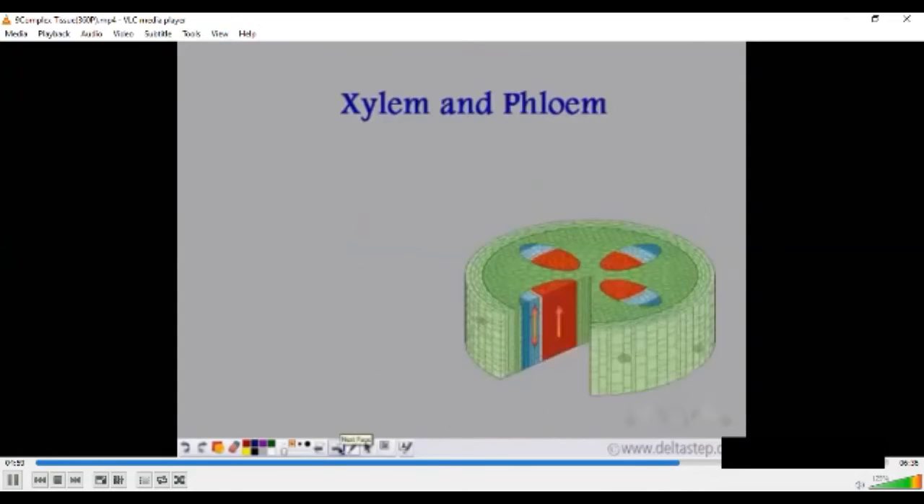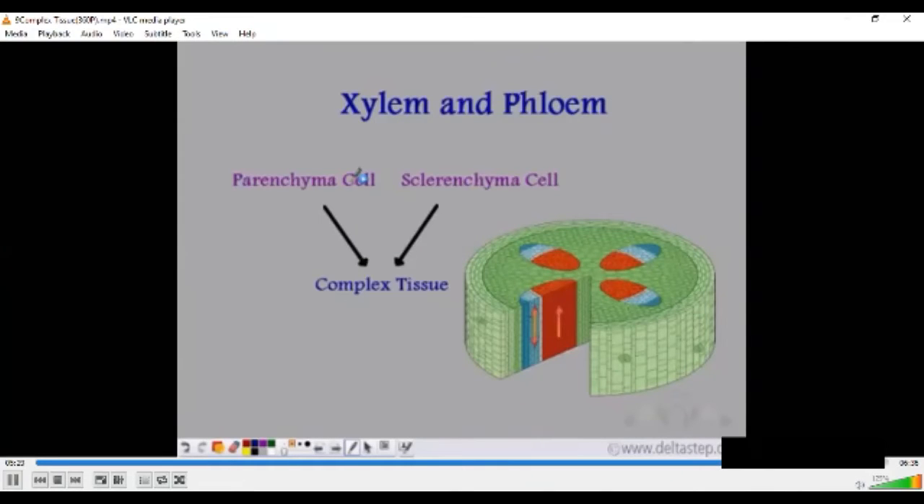Now the xylem and the phloem, which form the conducting tissue system of the plant, do not contain one kind of cell. They contain two kinds of cell. They are made of parenchyma cells and sclerenchyma cells. Since there are more than one kind of cells, they no longer remain a simple tissue. They form a complex tissue. So the xylem and the phloem are made up of parenchyma cells and sclerenchyma cells, which form a complex tissue.